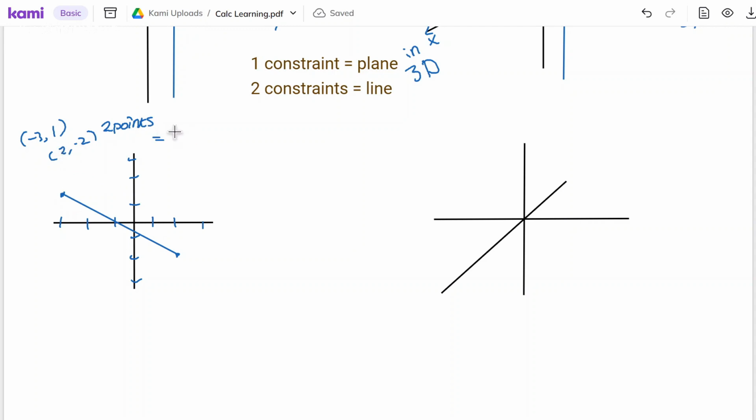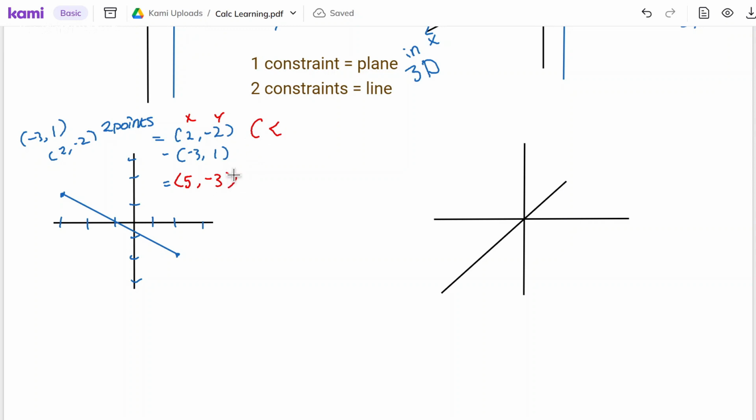So it's just going to be 2, -2 minus -3, 1. It's going to be the x values subtract each other and the y values subtract each other. So 2 minus -3 is 2 plus 3, so 5. And then -2 minus 1 is going to be -3. And then we use different, instead of a normal bracket, we use this kind of brackets.